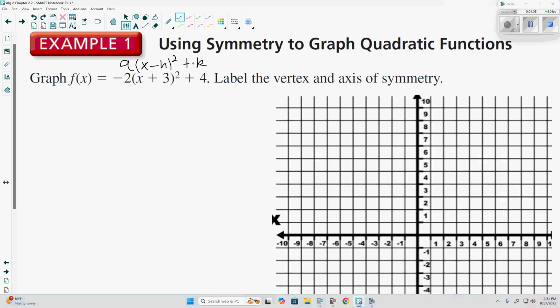So I'm going to relate it back to the general form, a times (x minus h) squared plus k. So we need to find the values of a, h, and k. Now for this problem here, the value of a would be -2. H would be -3, because since we have x plus 3, the only way we can go from x minus h to x plus 3 is if the value of h is negative. And our value of k is positive 4.